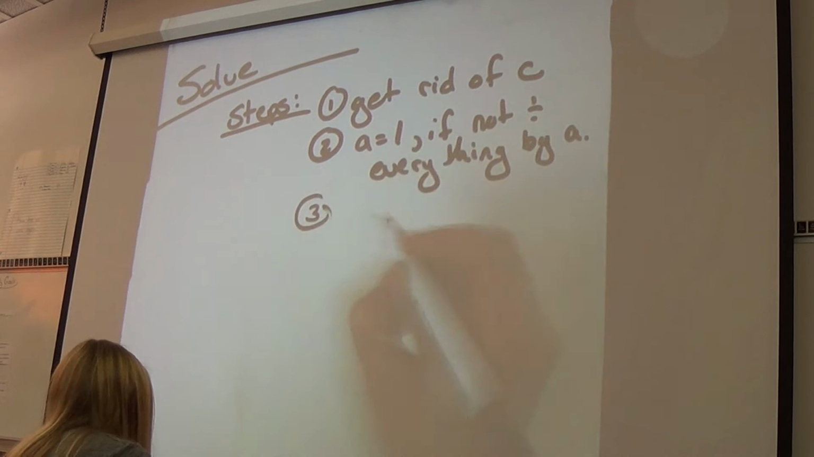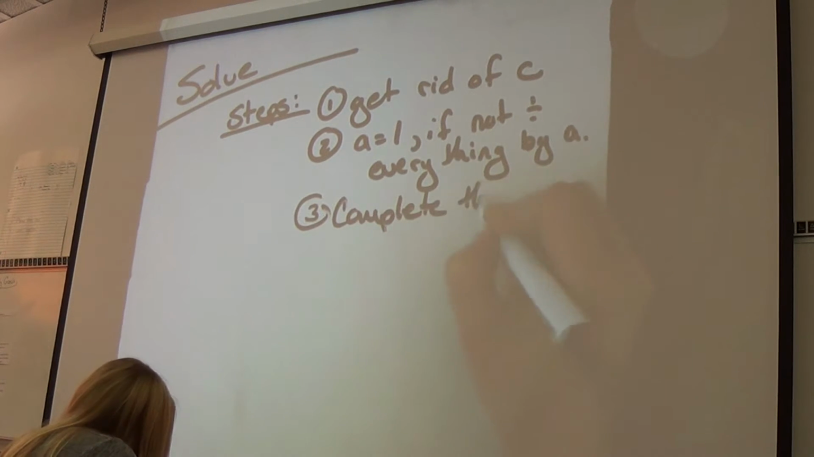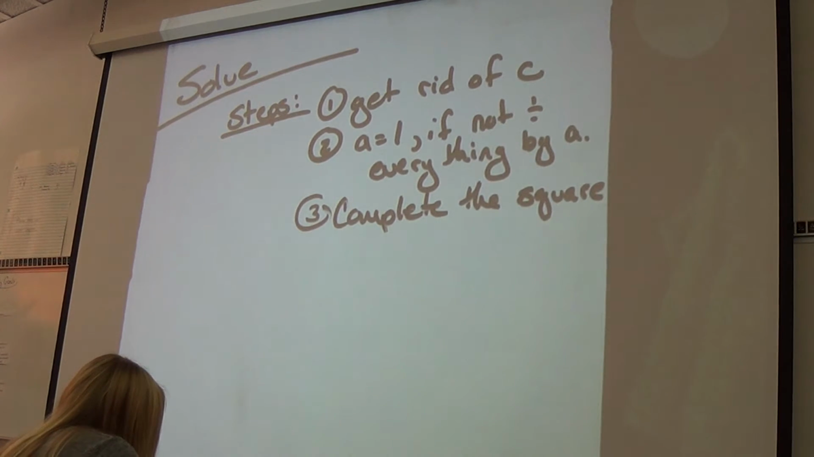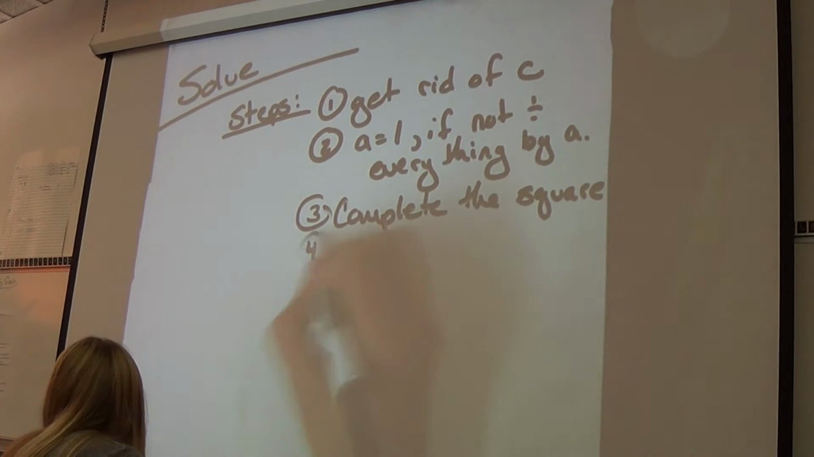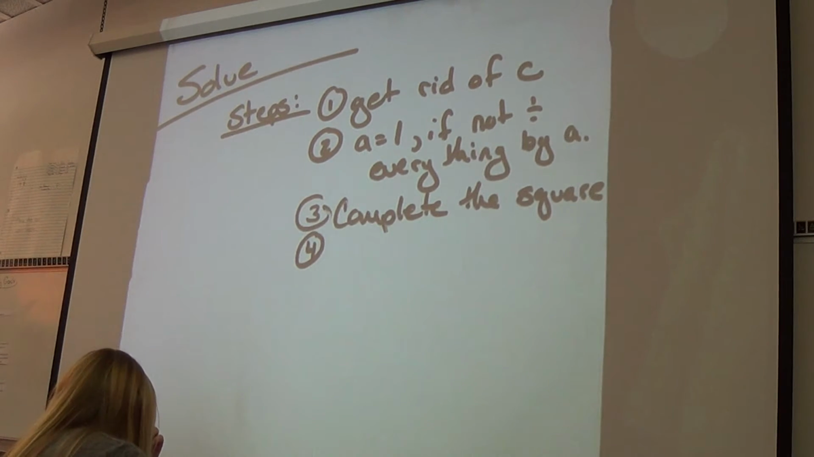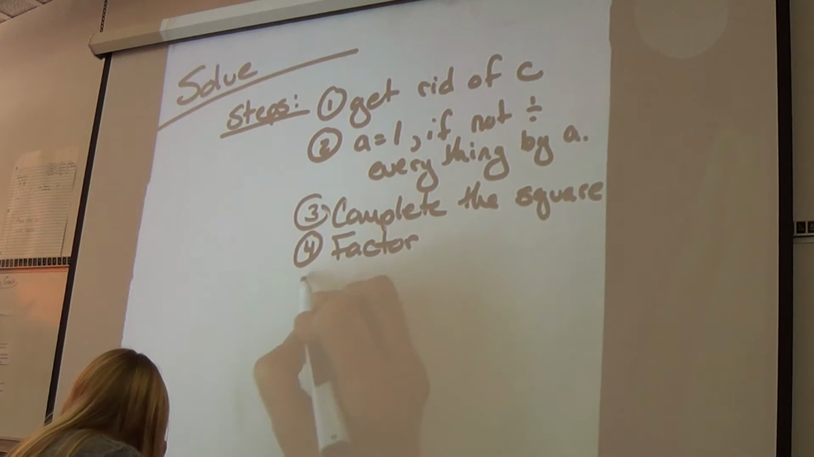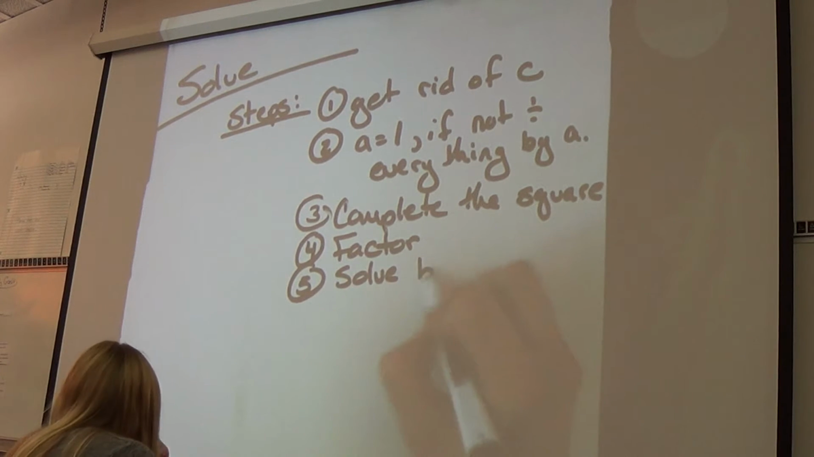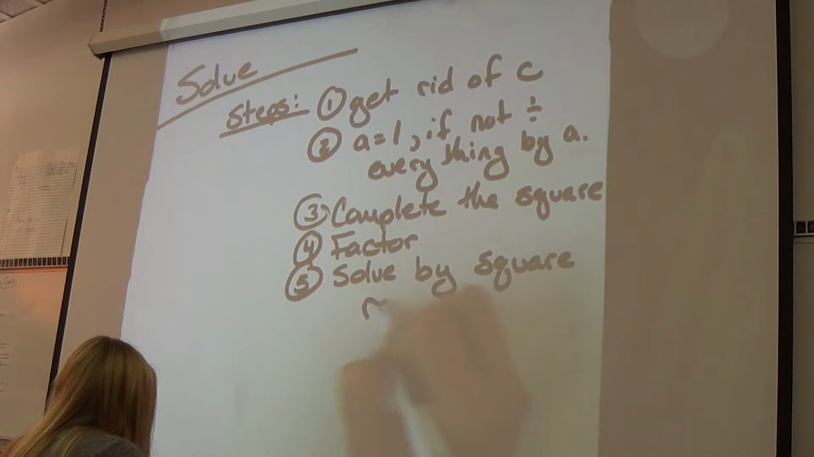Step number 3 then is to go ahead and complete the square. So that's performing that setup, performing those steps in the setup. Once you complete the square, you're going to factor. And then finally, we're going to solve by our square root method.